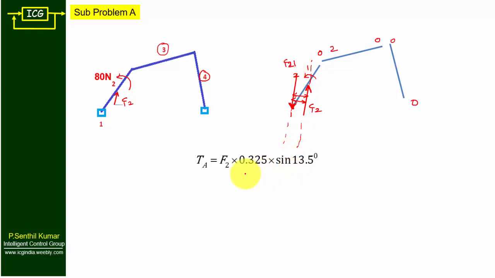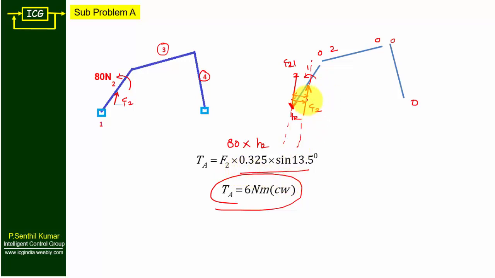So torque equals F2 into this distance. You just measure this value, you will get some value, just apply it here, then multiply that value with F2, so 80 multiplied by that distance, which we will take as h2. You will get this answer, 6 Newton meter. Here, let me erase, let me tell you how to find this value.